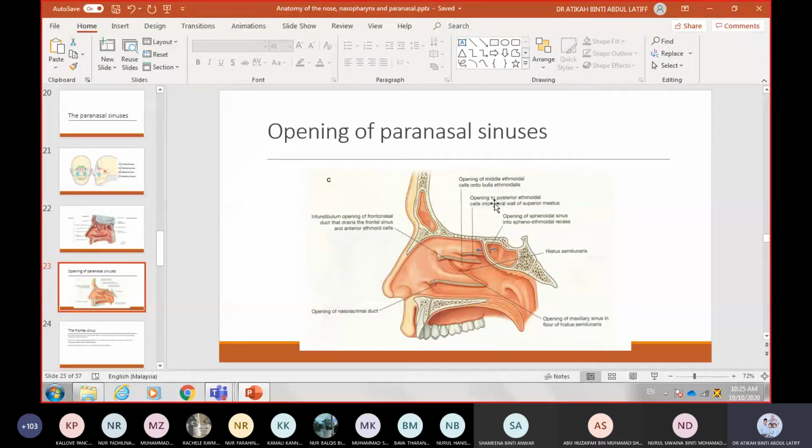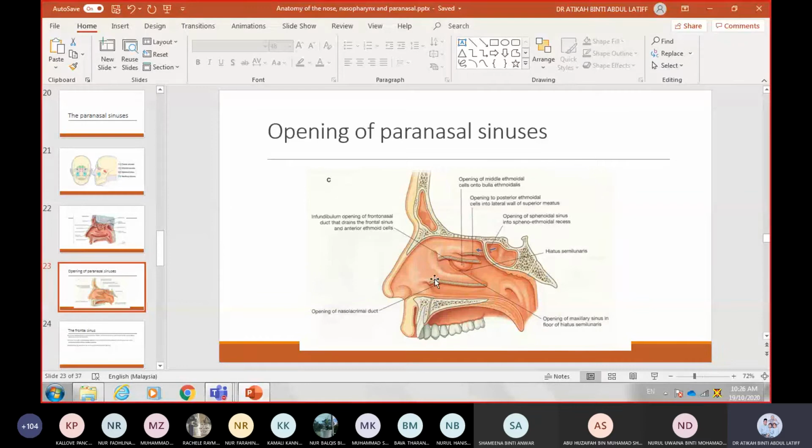in the superior meatus, you have the opening for the posterior ethmoidal cells or posterior ethmoidal sinuses. And then here in the middle meatus, you have the opening for middle ethmoidal cells and anterior ethmoidal cells, and here also is the opening for maxillary sinus and frontal sinus. So most sinuses open into the middle meatus.